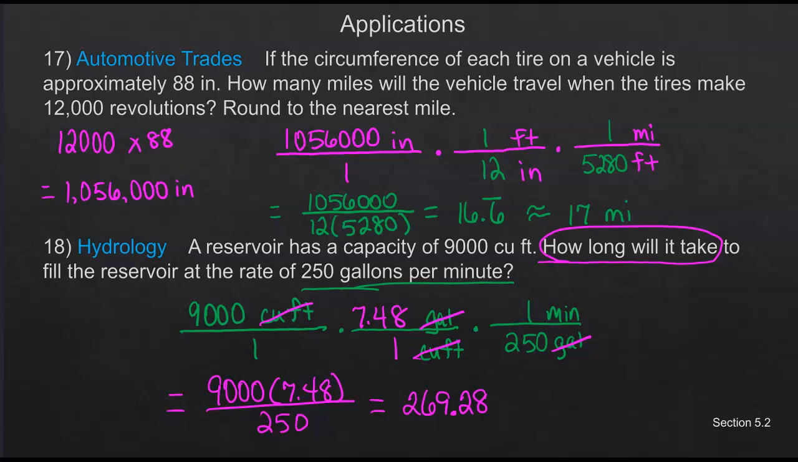And then we're going to round that. So the least accurate number we have is 9,000 cubic feet. We can't really round this to thousands, but we can round it like the 250 gallons. So 270 minutes. And that's how much time it will take. If you would like to go ahead and convert that, you could divide it and write it as 4.5 hours, which is also a conversion, or 4 hours and 30 minutes. You know, either of those would be okay.